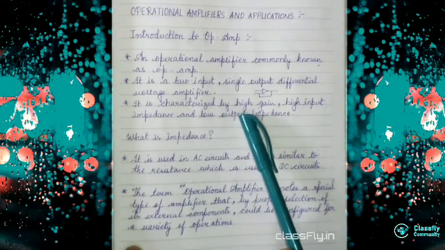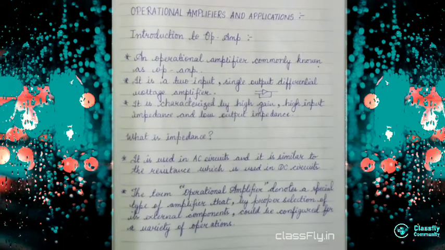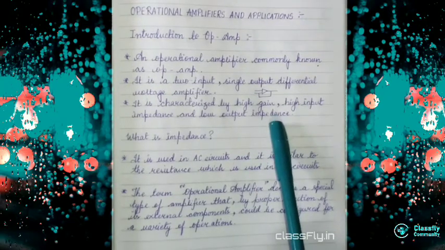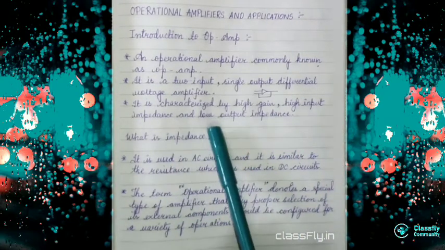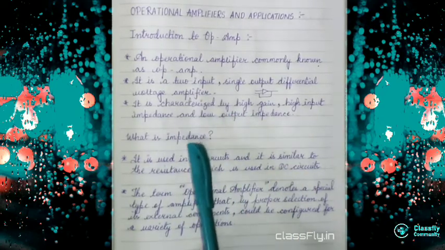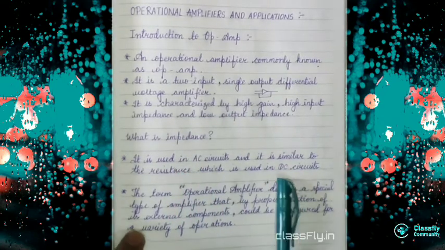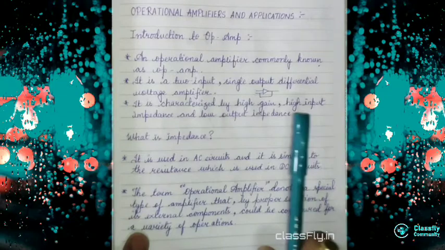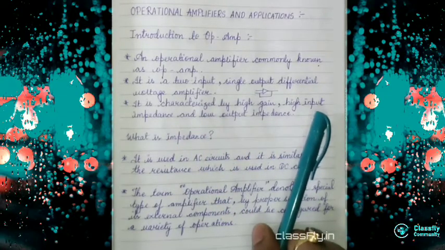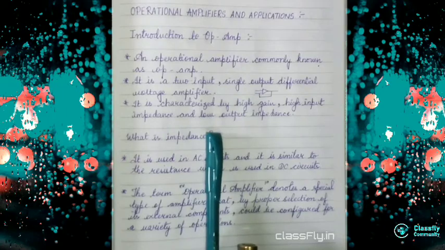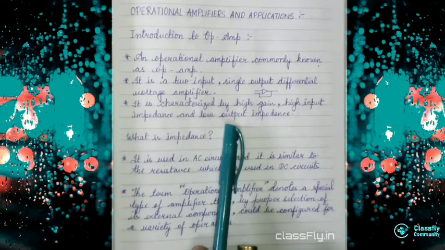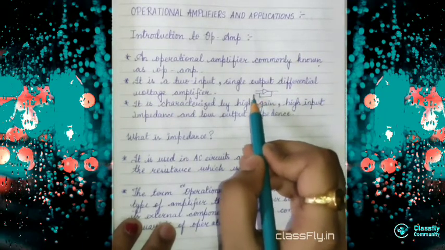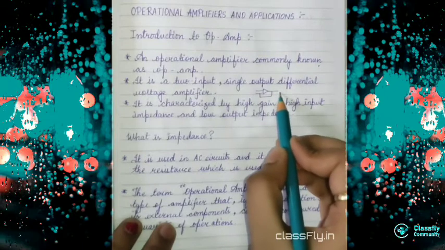It is characterized by high gain. Here the op-amp has three basic characteristics: high gain, high input impedance, and low output impedance. Before that we should know what impedance is. Like in DC we have resistance, whenever we use an AC circuit we use impedance. So it will have high input impedance, or resistance for your convenience, and low output impedance. Its input impedance will be high, but its output impedance will be low.